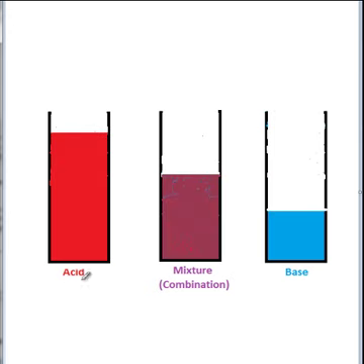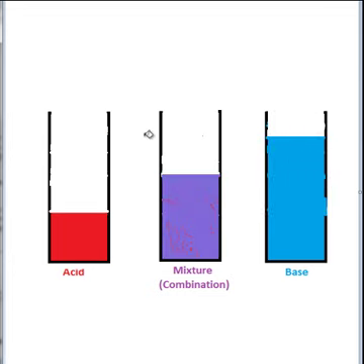Now, if I were to pour more acid into the container than base, then I would end up with a more acidic mixture. So a mixture like this, which has more red than blue. But if I put in more of the base than I did of the acid, then I'd end up with a combination that was more base than acid, so a more blue than red combination here in the middle.